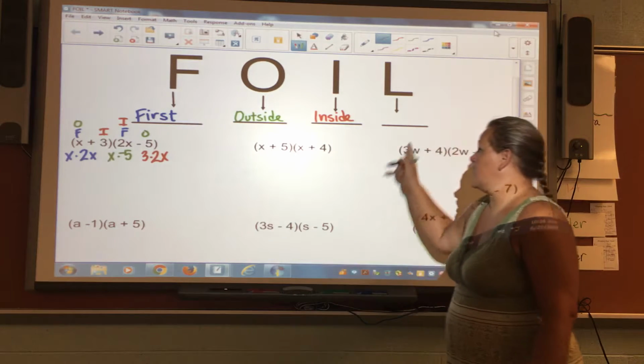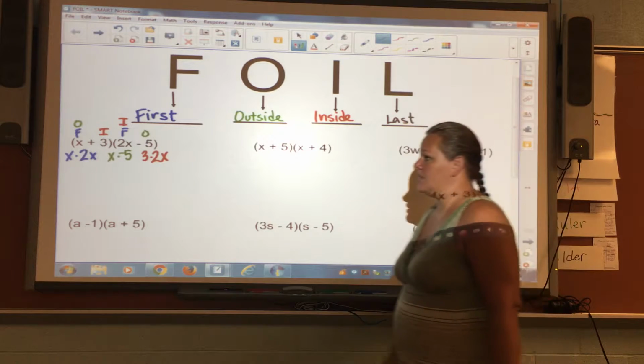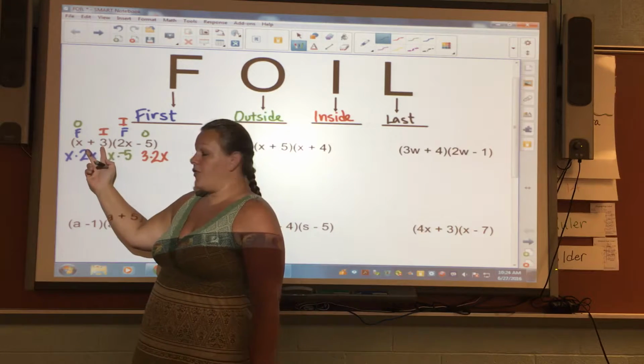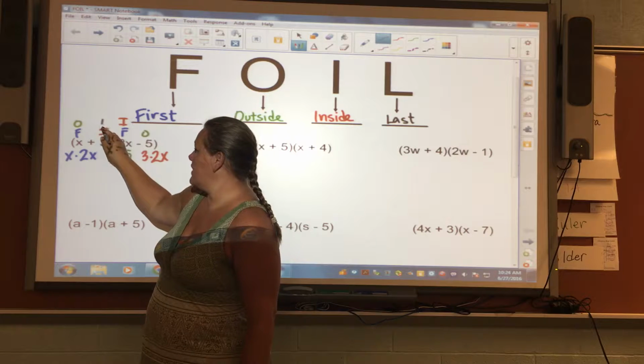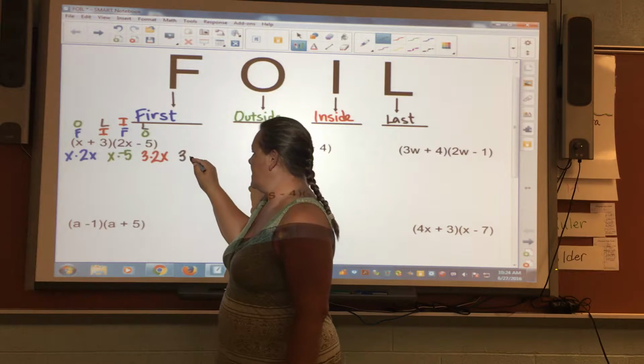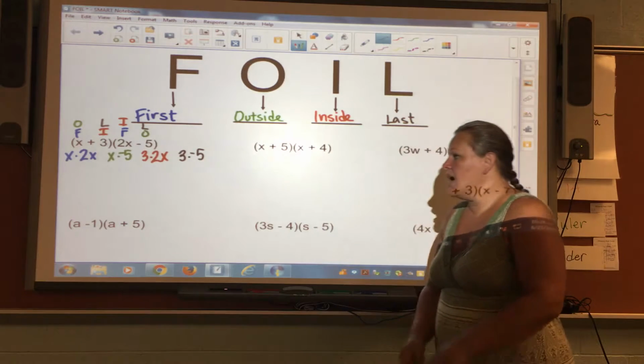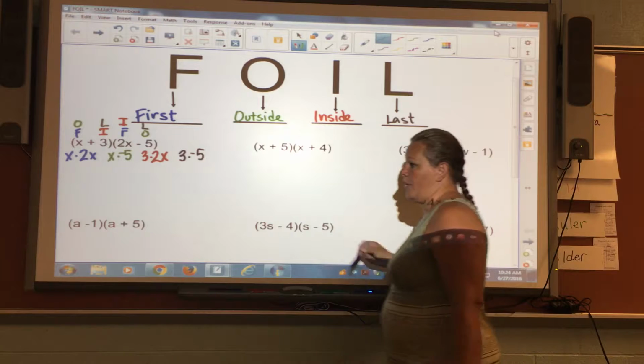And the L stands for the last thing in each set of parentheses. So in the first set of parentheses, the 3 is in the last spot and the negative 5 is in the last spot of the second set of parentheses. And now we just multiply through.